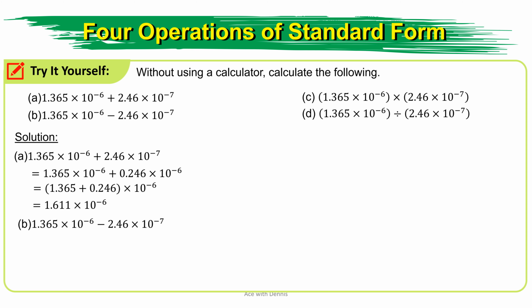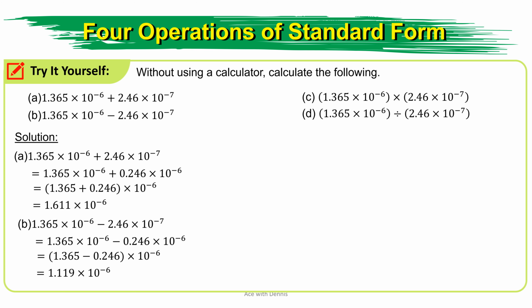For B, 1.365 times 10 to the power of negative 6 minus 2.46 times 10 to the power of negative 7. Again, we need to standardize the power of 10, so we choose the larger power. Therefore, it is 1.365 times 10 to the power of negative 6 minus 0.246 times 10 to the power of negative 6. We can factorize the 10, and we just minus the numbers, 1.365 minus 0.246, and outside the bracket times 10 to the power of negative 6, we get 1.119 times 10 to the power of negative 6.